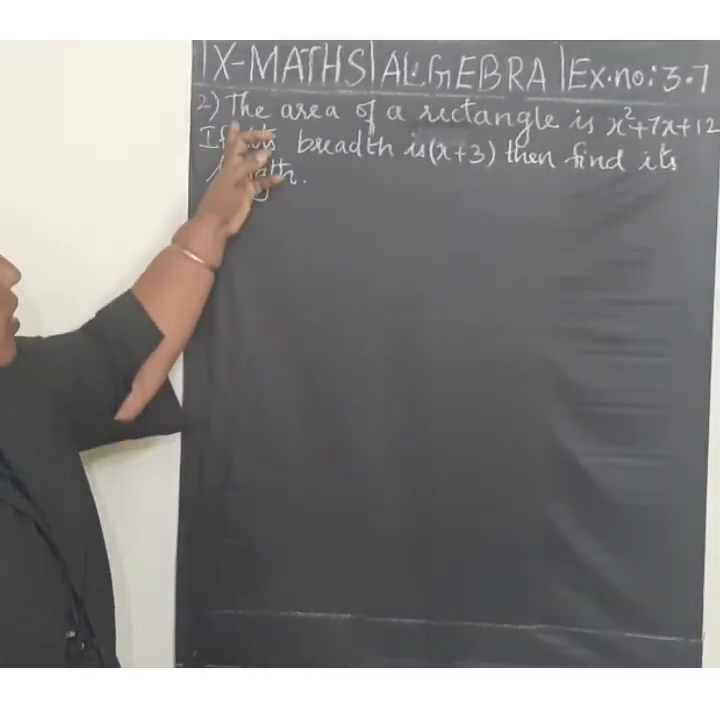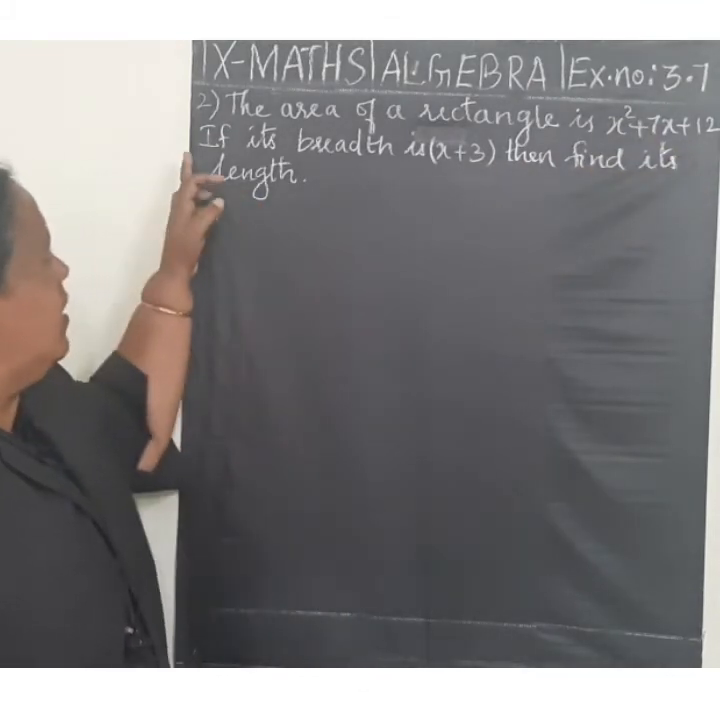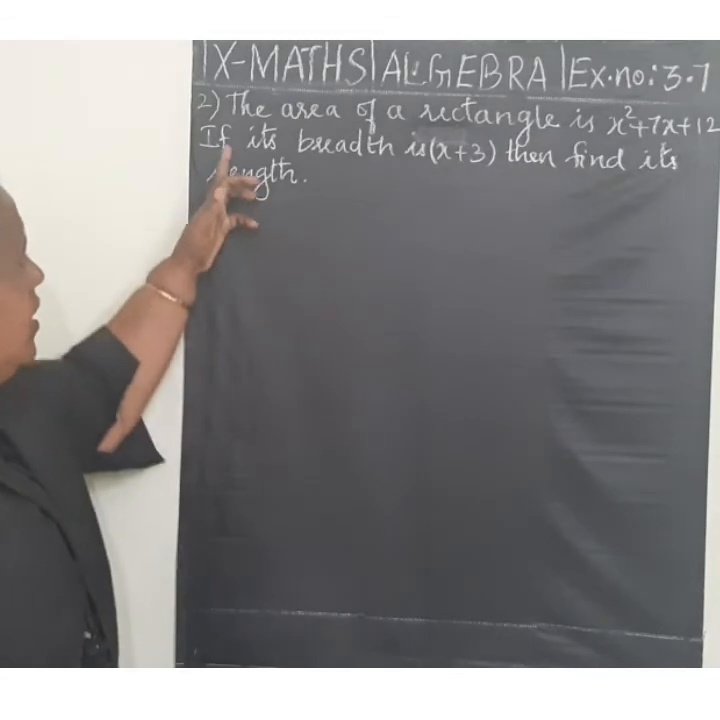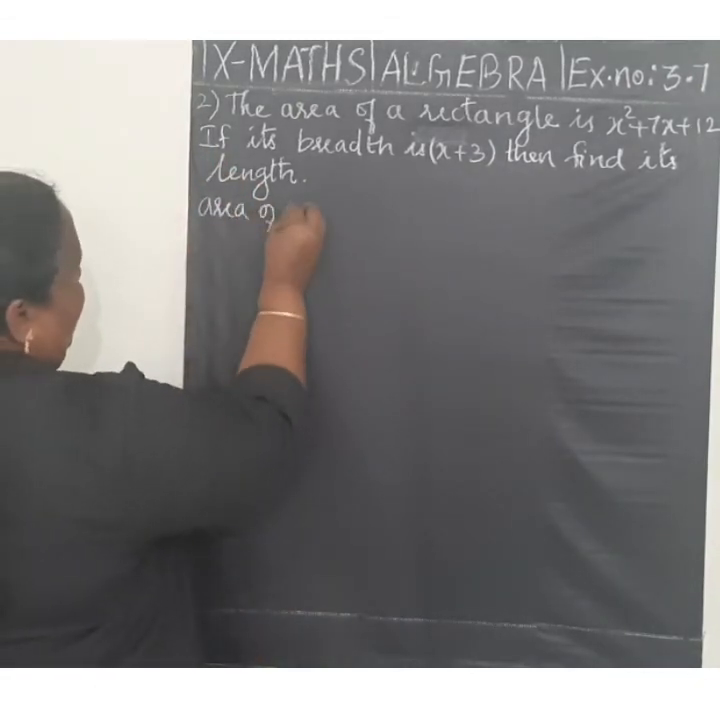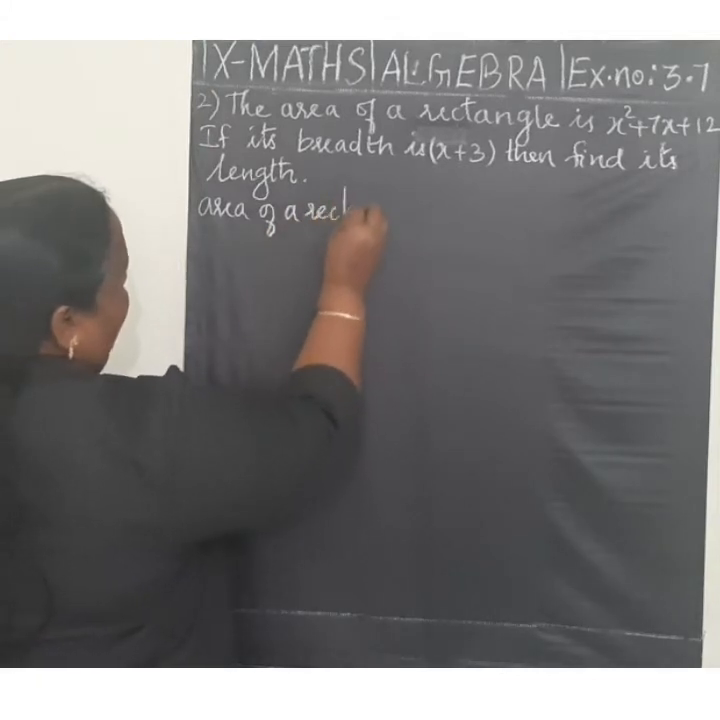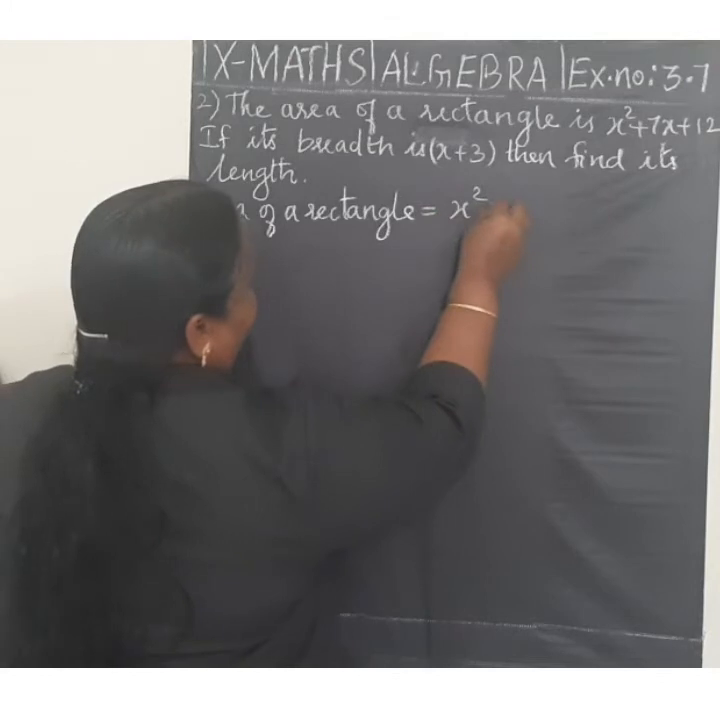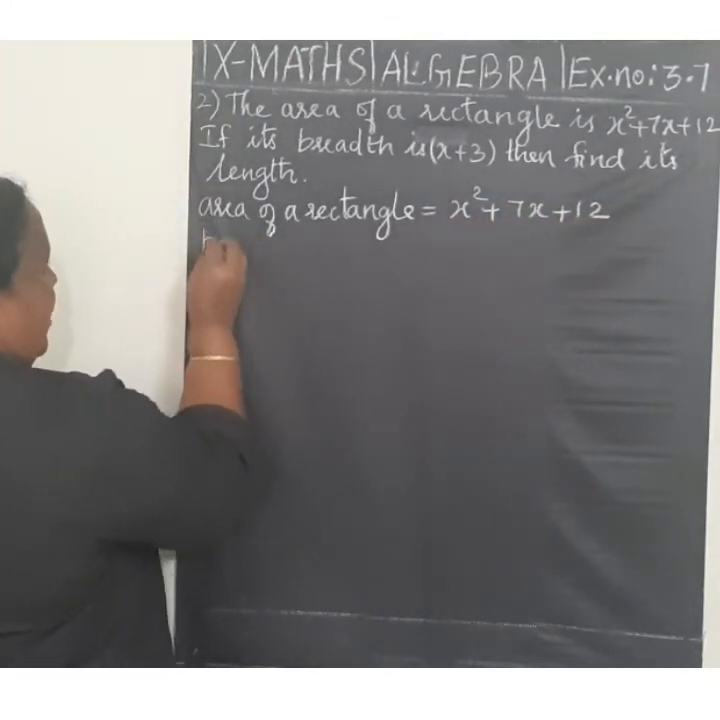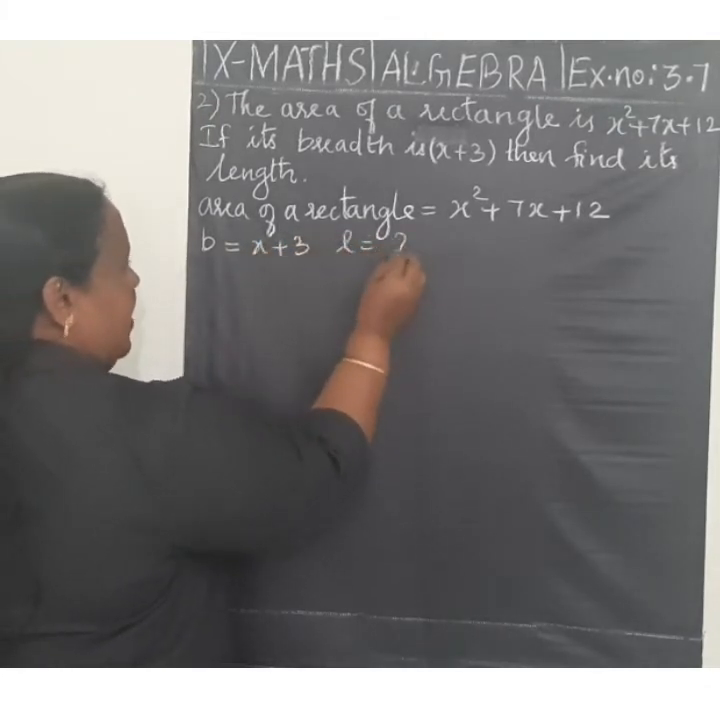Next, second sum. The area of a rectangle is x square plus 7x plus 12. If its breadth is x plus 3, then find its length. Here in this question, what they have given: the area of a rectangle is equal to x square plus 7x plus 12. Then they have given breadth b is equal to x plus 3. Then we have to find the length.